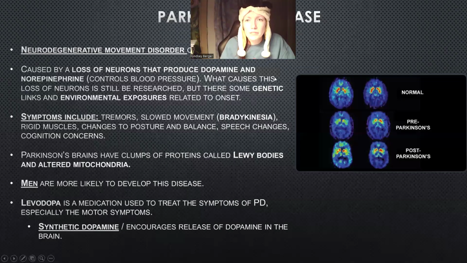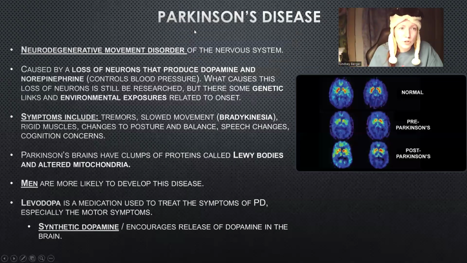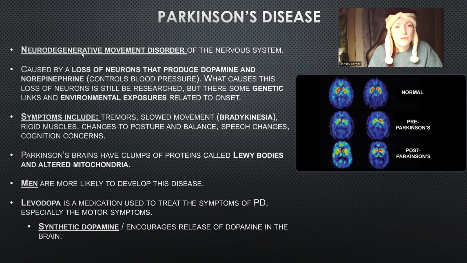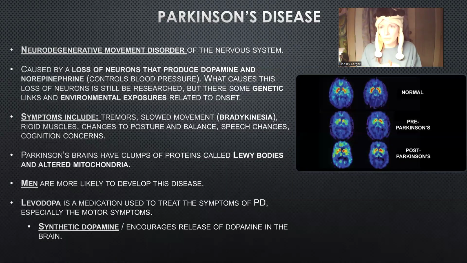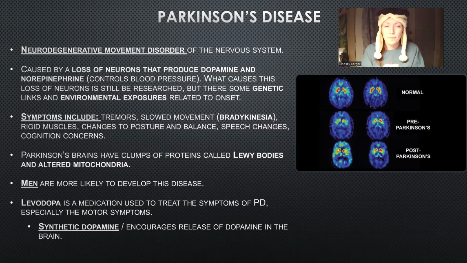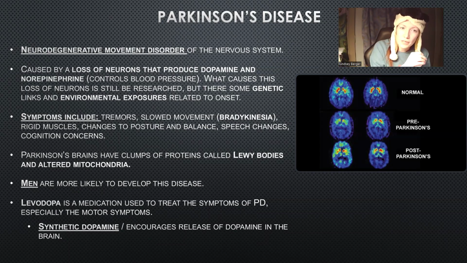Okay, Parkinson's is next up. Again, this is neurodegenerative. Neuro meaning nervous system, degenerative meaning it gets worse over time. Just like a lot of the others we talked about, MS, Alzheimer's, they get worse over time, right? And this is a movement disorder. Again, we have a loss of neurons, specifically the neurons that produce dopamine and norepinephrine. Dopamine is a big player in Parkinson's, a big player.